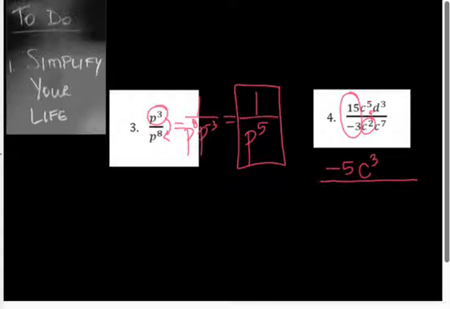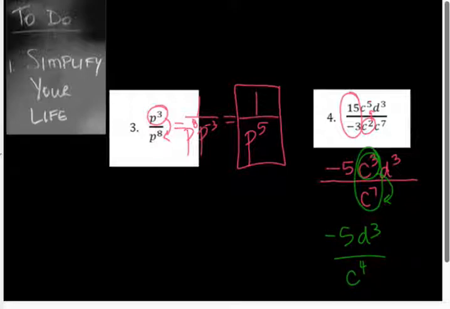And now I also would notice that there was another c. So I'm going to leave that c to the 7th here. And then there's a d to the 3rd. Okay. So now I see that I still have 2 c's left. So what I would do is now I'm going to say, well, bring this guy to the denominator. So I have negative 5 d to the 3rd, c to the 4th. 7 minus 3 is 4. Okay. That's one way to look at it.